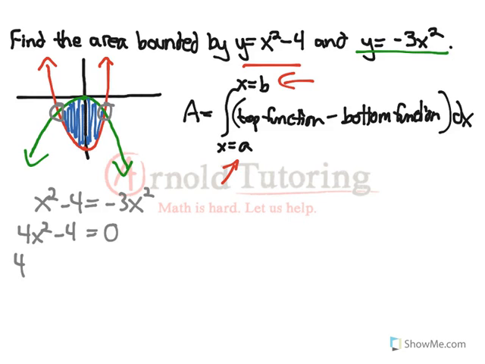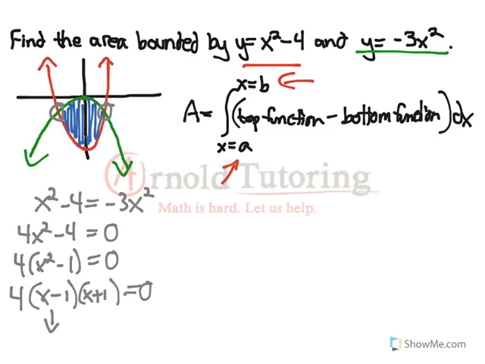To find where they intersect, let's factor out a 4. X squared minus 1 equals 0. And finish factoring, this is x minus 1, x plus 1, equals 0. So we can see the answer to this bracket being 0 would be x equals 1. The answer to this bracket being 0 would be x equals negative 1. And that is exactly where they meet, right? This point here is where x is negative 1. This point here is where x is positive 1. Those are going to be our limits on our integral.